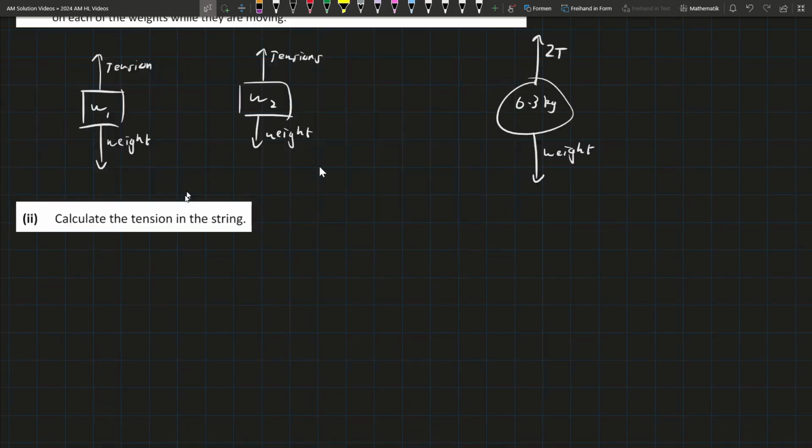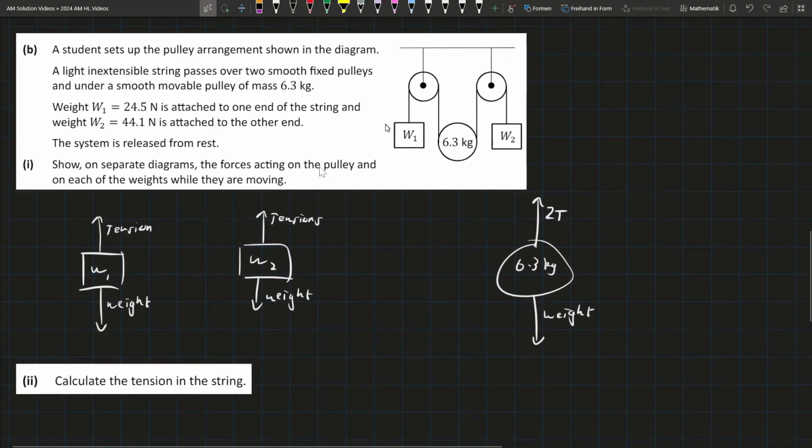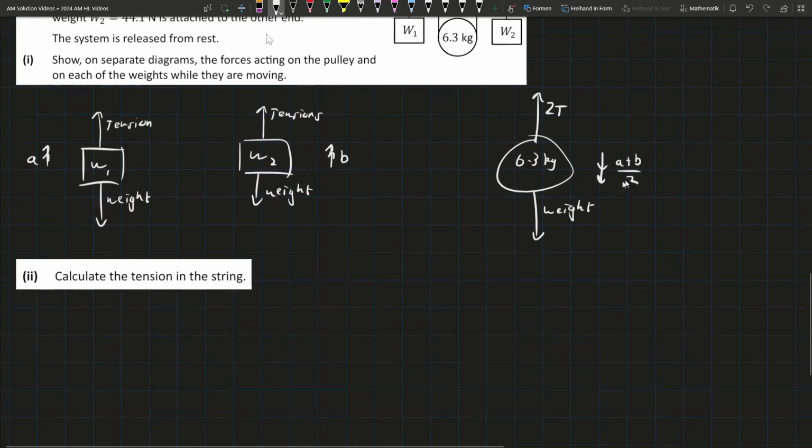Then in part 2, we're asked to calculate the tension in the string. So what I'm going to assume is as long as you assume the direction of the acceleration and you keep it consistent, it doesn't actually matter if you assume the wrong direction. So I'm going to assume that the two weights are going to go up. So let's assume that this is going up. So the left one's going to go up with an acceleration of a. The right one's going to go up with an acceleration of b, I'm going to say, which means that the middle one will go down with an acceleration of (a + b)/2. So that's the kind of setup we have.